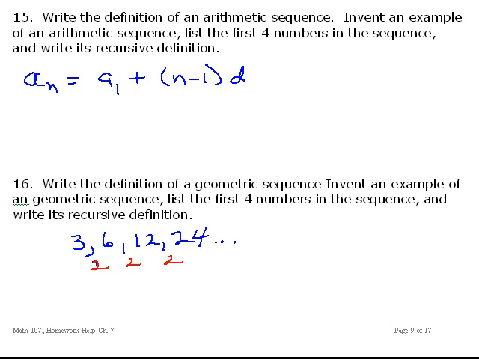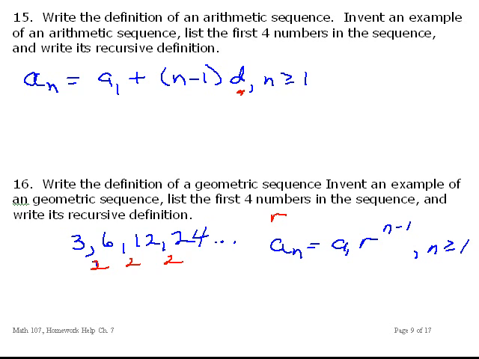How do you write it? For arithmetic, you have the common difference. For geometric, you have a common ratio, and it's a multiplier. So it looks like this: a to the n equals the first number times r to the n minus 1. And I should have written that up here, I'm sorry. n greater than or equal to 1. Right? There's your ratio. There's your geometric sequence.